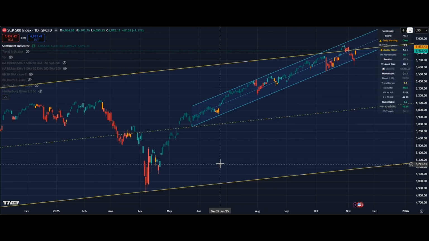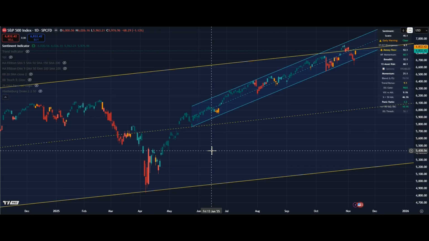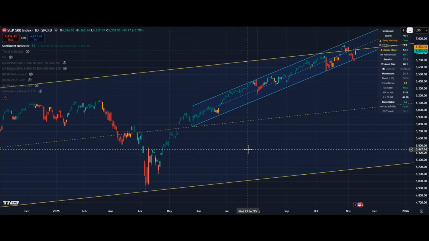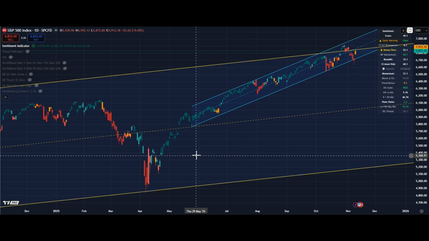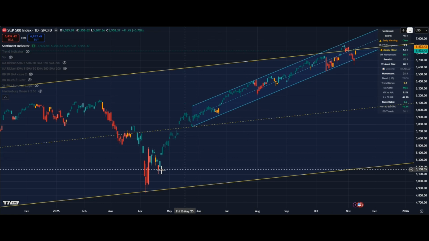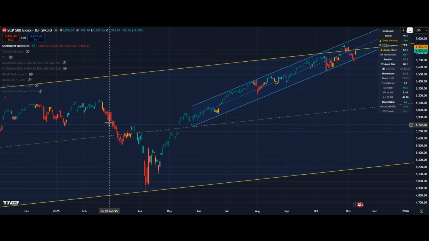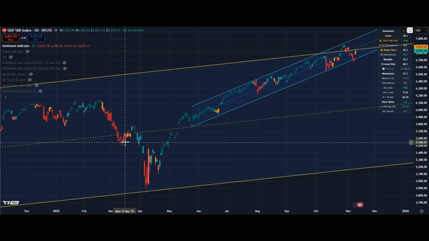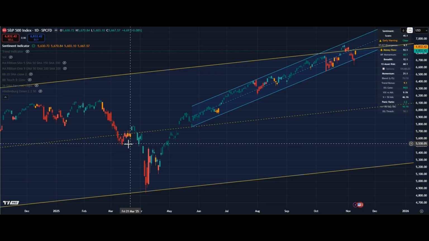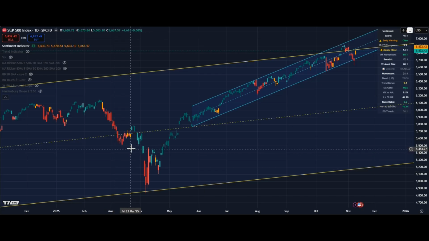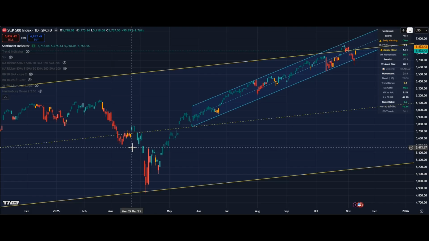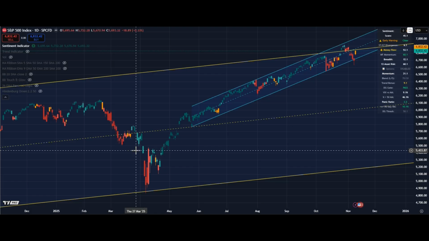Now, sentiment here is giving us what's happening underneath the market. This also applies to different stocks as well, which is really, really cool. So deep red is heavy selling. Light red is still selling, but not as heavy. The orange bars, they're neutral, so in between. Light green is light buying, and dark green is heavy buying.